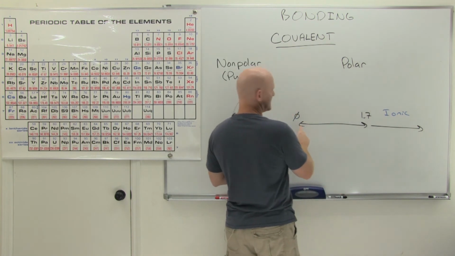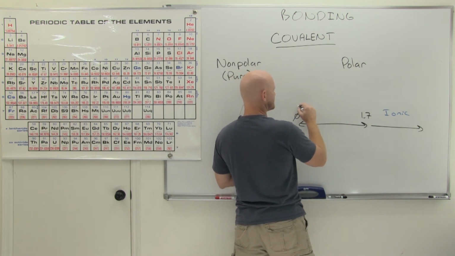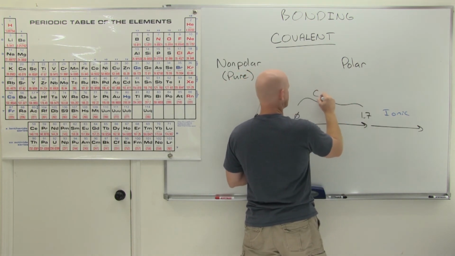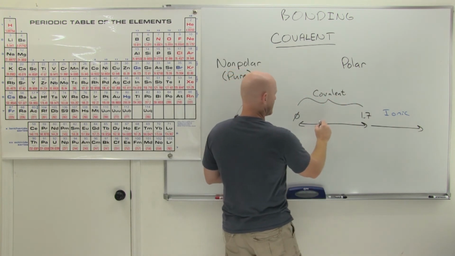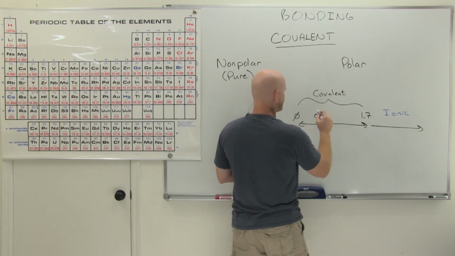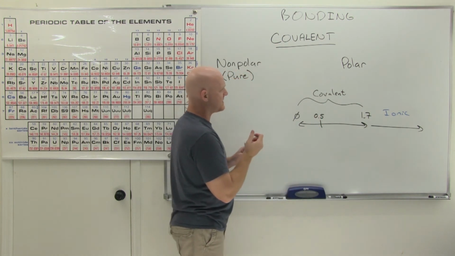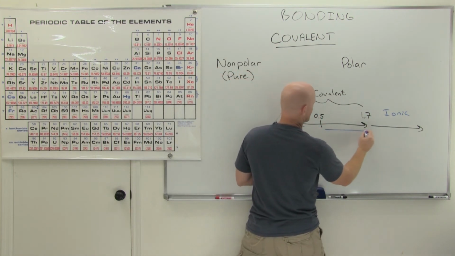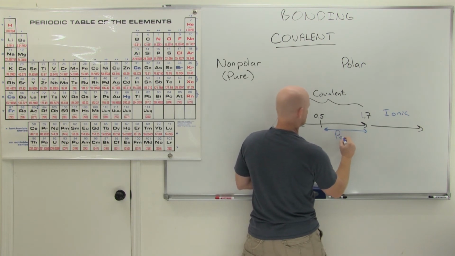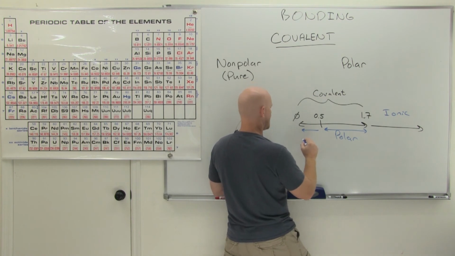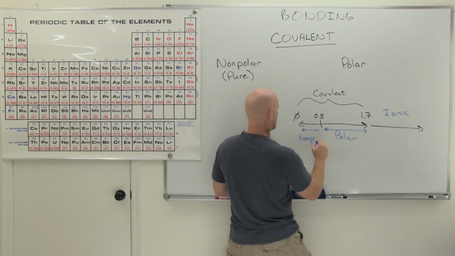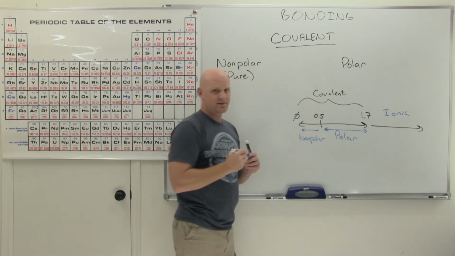So anything between 0 and 1.7 for an electronegativity difference on the Pauling scale was going to be termed covalent. Well, it turns out this gets broken up a little further. Right here, we'll have 0.5. Anything from 0.5 to 1.7 we'll call polar covalent, and anything less than 0.5 we'll call nonpolar or pure covalent.